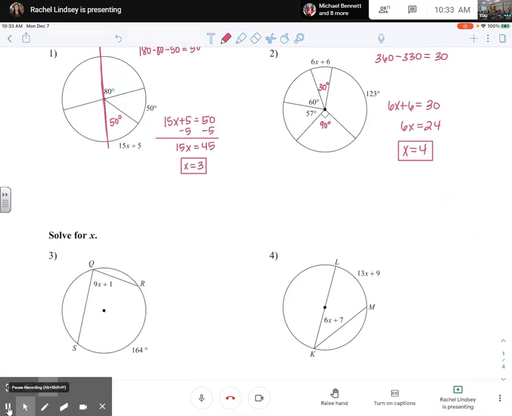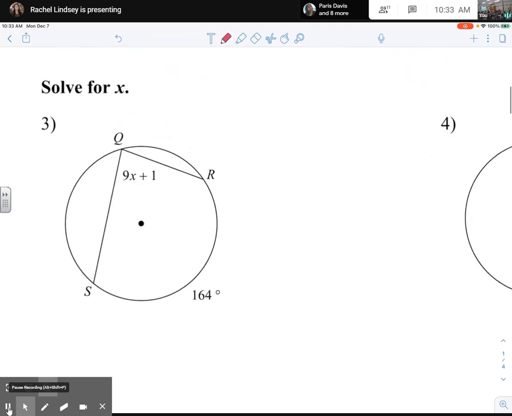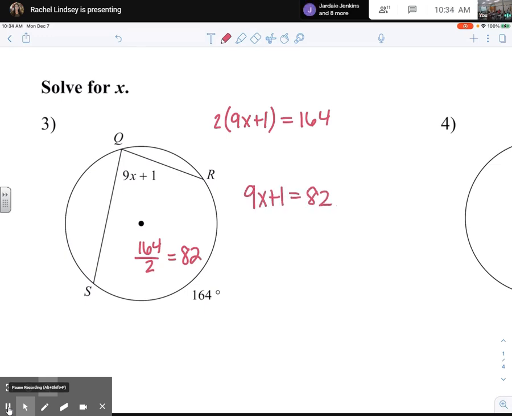Okay, on these next two, those are inscribed angles. So 2 times angle equals arc, or arc divided by 2 equals angle. So you could set up number 3, just go ahead and do 2 times 9x plus 1 equals 164. Or you could do the 164 divided by 2, which gives you 82. So 9x plus 1 would equal 82. Either way you do it, you'll get the same answer.